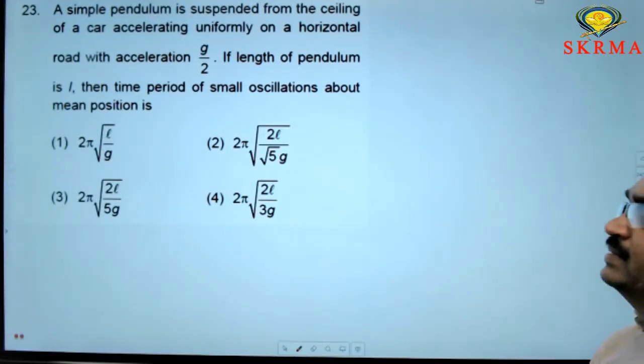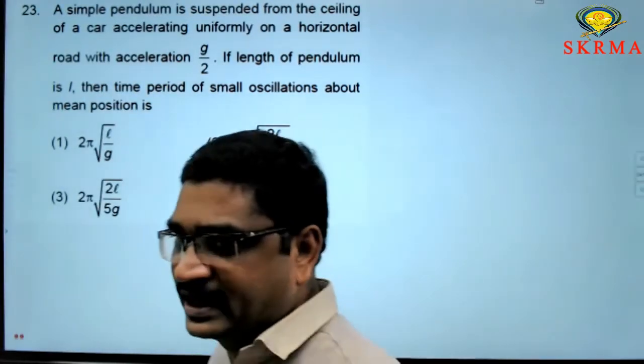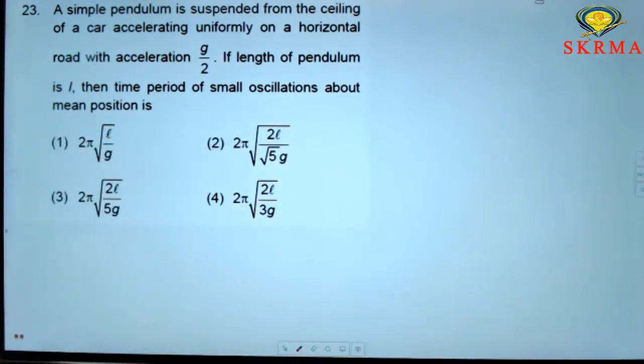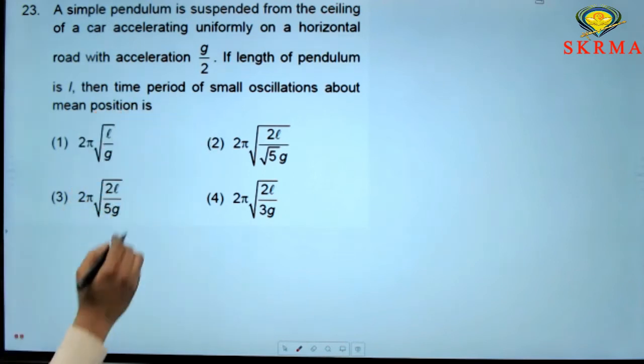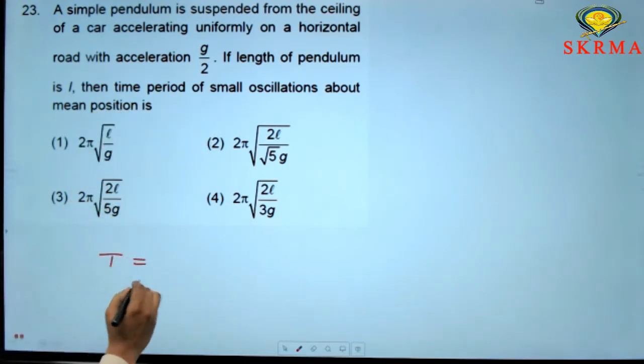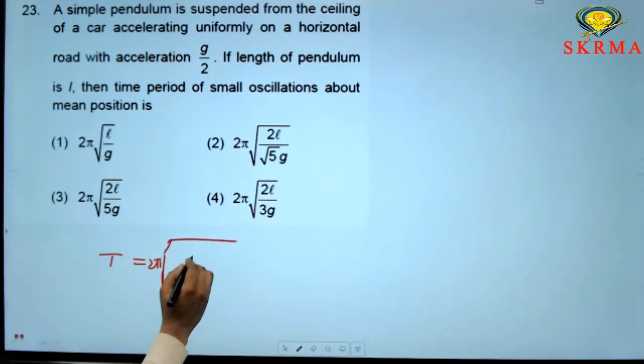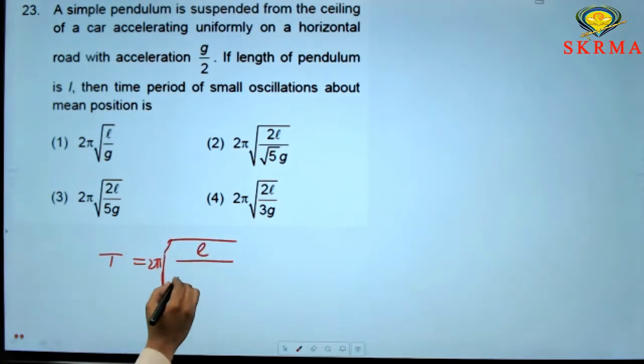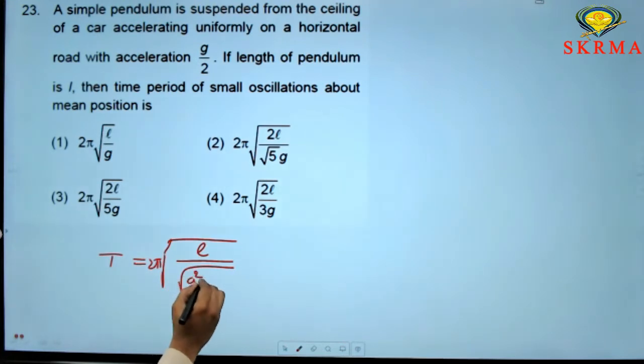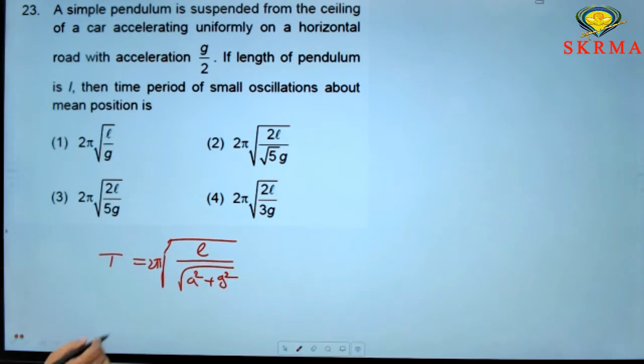Next. A simple pendulum is suspended from the ceiling of a car accelerating with acceleration g by 2. Then the length of the pendulum is L. Time period of oscillation formula is 2 pi root L by square root a square plus g square. If it is accelerating, then the general formula is 2 pi root L by square root a square plus g square.